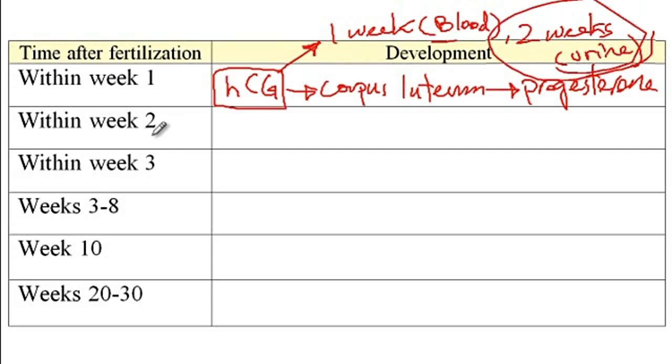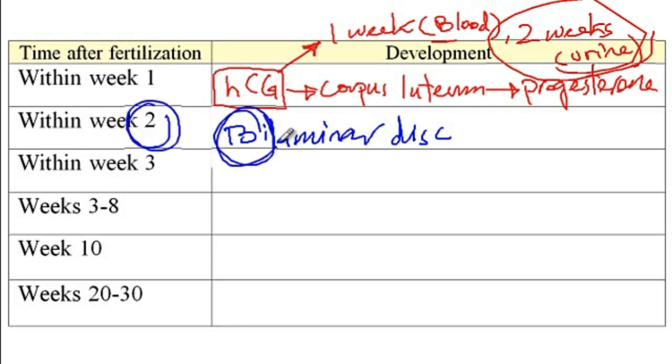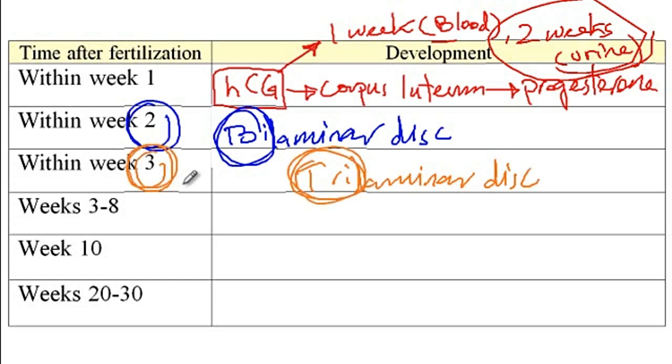Then we just discussed that at around 2 weeks of gestation, a bilaminar disc will be formed, which is made of the epiblast and hypoblast. And the way you can memorize it is that by week 2, a bilaminar disc is formed. And then at 3 weeks post-fertilization, gastrulation happens, and so a trilaminar disc will be formed, which is made of the 3 germ cell layers, the ectoderm, mesoderm, and endoderm. And again, it's easy to memorize that. Trilaminar disc is formed at 3 weeks post-fertilization.